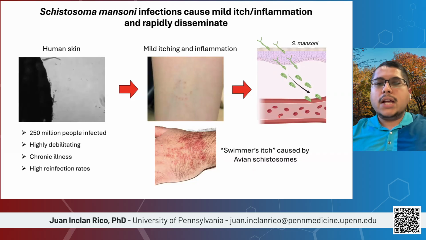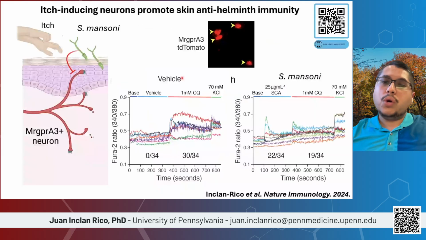With this idea in mind, we hypothesized that perhaps Schistosoma has evolved to suppress the induction of these itch responses, to go unnoticed and not activate these systems. We showed in my recently published studies that Schistosoma indeed can not only block itch, but also a specific subset of neurons that induce this type of behavior, the ones that express MRGPRA3.